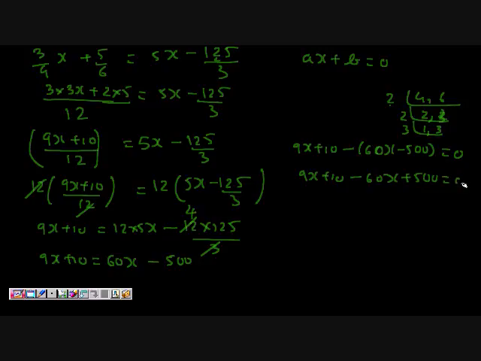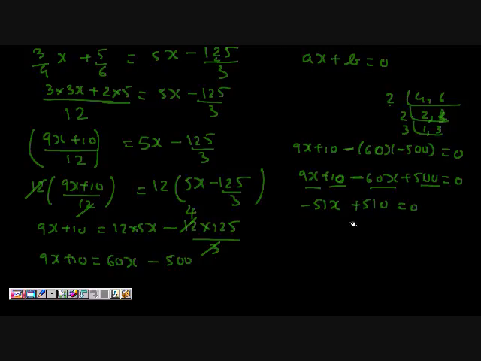Because you're multiplying the negative term with the positive term here, so you get minus 60x, and you're multiplying a negative term with another negative term, so you get plus 500. Now 9x minus 60x is minus 51x, plus 10 plus 500 is 510, is equal to 0. Or as you can see, it can be expressed as ax plus b equal to 0.